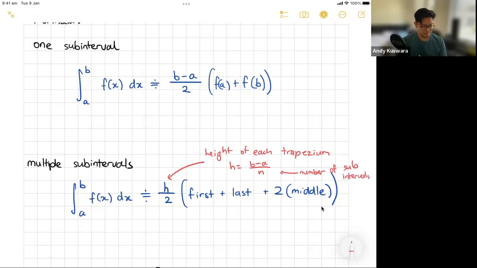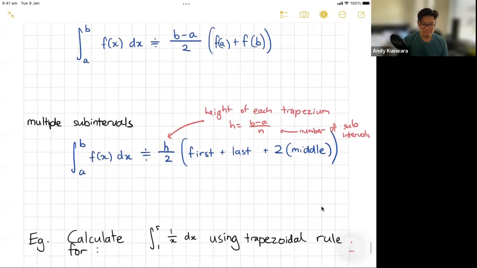All right. Now, once you have that, it's first and last plus 2 middle. And I'll show you how I kind of remember how that works. It's kind of like f of the first value plus f of the last value plus 2 of the fs of everything in the middle. All right, all these fs.